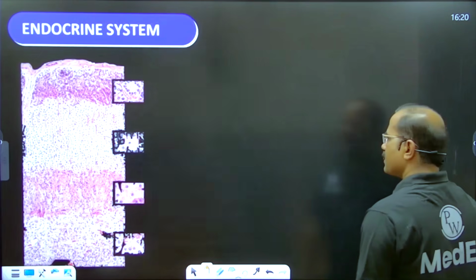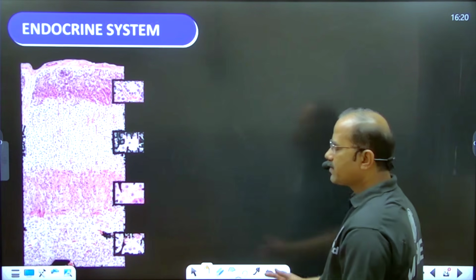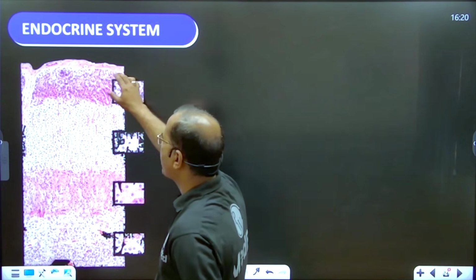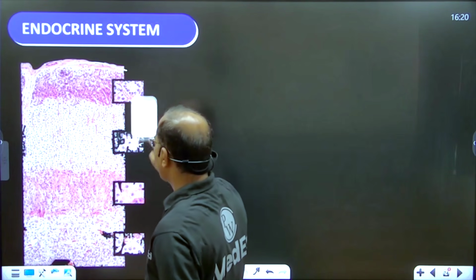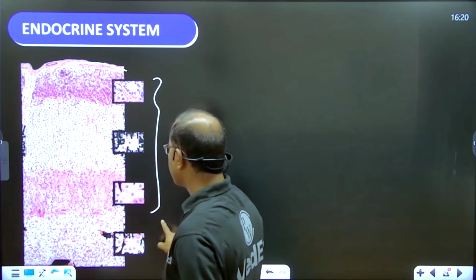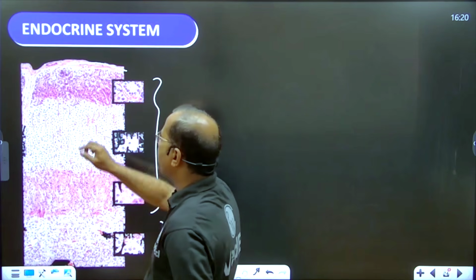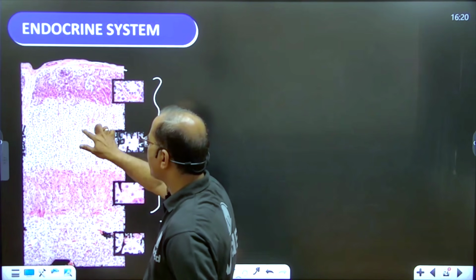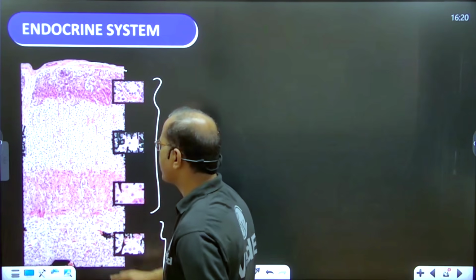That's the cortex and the medulla of the adrenal gland. So this is the adrenal gland. This is the capsule here. This is the cortex. This much is going to be the cortex, and that's the medulla. Cortex is made up of zona glomerulosa, zona fasciculata, and zona reticularis.